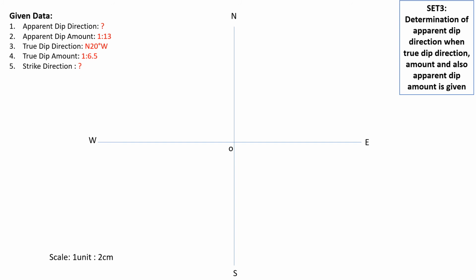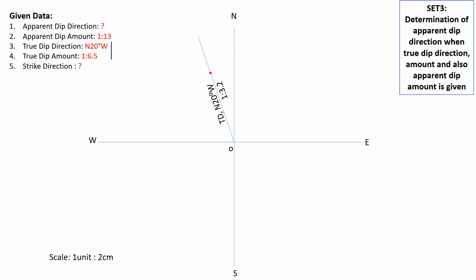First we'll draw these 2 points again, because we have direction as well as amount. First we'll draw north 20 degrees west. I'll write down what this is: this is the true dip, TD, north 20 degrees west. Then I'll mark the amount as 1:6.5. But here I have reduced the scale, so I have measured only 1:3.2, and I'll write the same thing here, 1:3.2. Now this is the true dip.